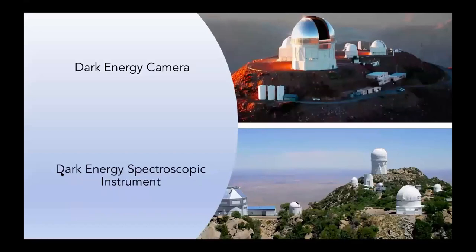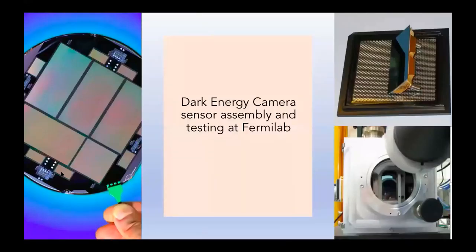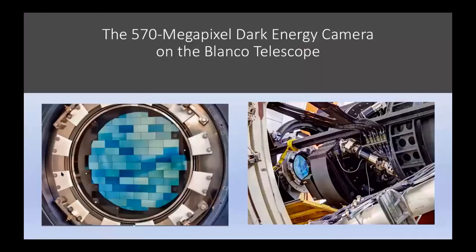First, I'd like to introduce you to two projects that study the mysterious dark energy that is accelerating the expansion of the universe. The Dark Energy Camera on Cerro Tololo in Chile, and the Dark Energy Spectroscopic Instrument on Kitt Peak in Arizona. The sensors are the eyes of the telescope. The Dark Energy Camera sensors were designed and fabricated by Lawrence Berkeley National Lab and then assembled, tested, and commissioned at Fermilab by people from across the international collaboration. The camera is comprised of 74 optical sensors.